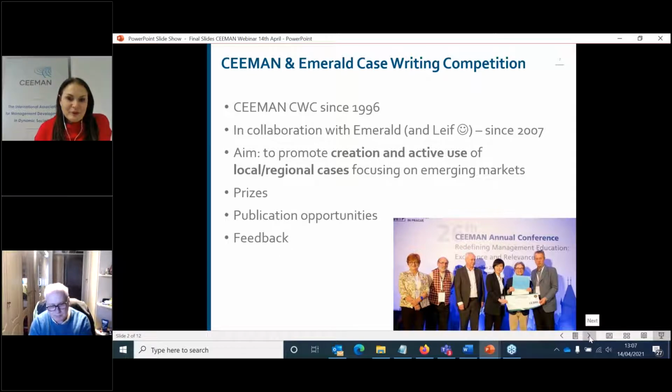So here on the picture, you can see an image from our award ceremony. We always have the awards for the case writing competition winners at the CEEMAN annual conference at the end of September. This particular one was taking place in Prague, and you can see Leif in the middle and the winners from China, I believe from CEEB's business school, receiving their prize at the conference. So also this year, we hope that the winners will be able to join us in person or at least through online connection at the CEEMAN annual conference at the end of September in Trieste in Italy.